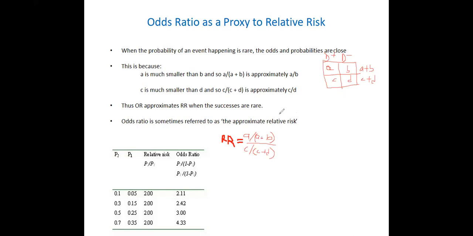So A and C are the ones that have the disease. If the disease is rare, A over A plus B will approximate A over B, in the sense that the value of A will be infinitesimally small compared with B. Almost everything that constitutes A plus B will be B alone. Then everything over C, even among the non-exposed, is very small, so it becomes C over D.